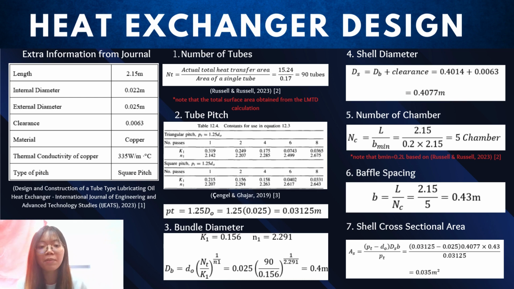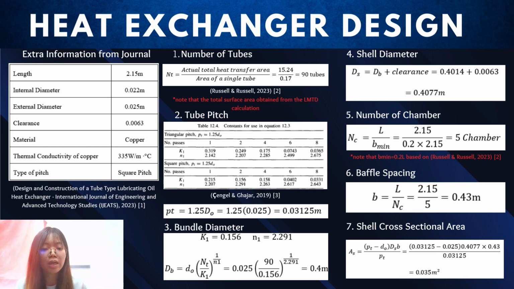And next, we calculate the number of baffles. The number of baffles is equal to the length of tubes divided by the minimum baffle spacing. For the minimum baffle spacing, we just use 0.2 times the length of tubes because this calculation is based on the journal. And finally, we have 5 baffles. Next, we calculate the actual baffle spacing, which is equal to the length of the tubes divided by the number of baffles. And finally, we get 0.43 meters.